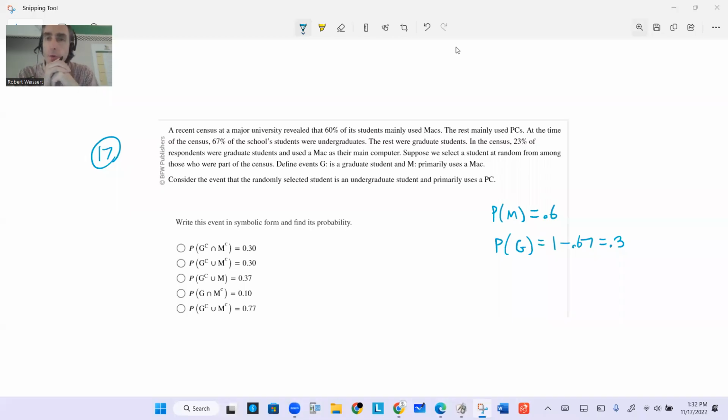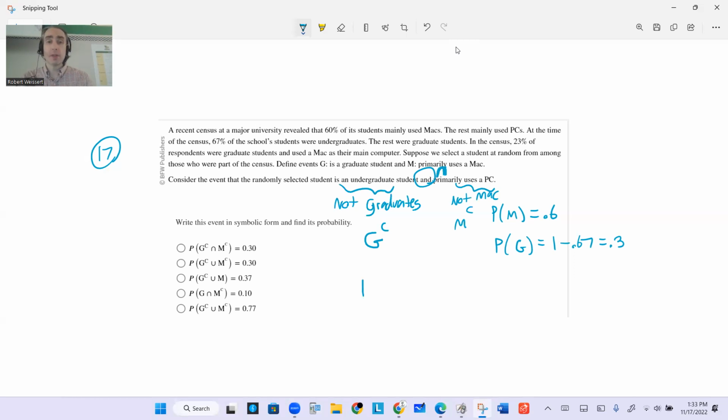Okay, this is the same problem as before, question 17. But the question is wanting to know this: consider the event that a randomly selected student is an undergraduate student and primarily uses a PC. So is an undergraduate student and uses a PC. Well, the undergraduates are going to be not the graduates, right? So that's going to be the G with the little C complement symbol. And then PC is not the Mac. So that's going to be the M with the little complement symbol. And then we're going to use the intersection, the upside down U, okay?